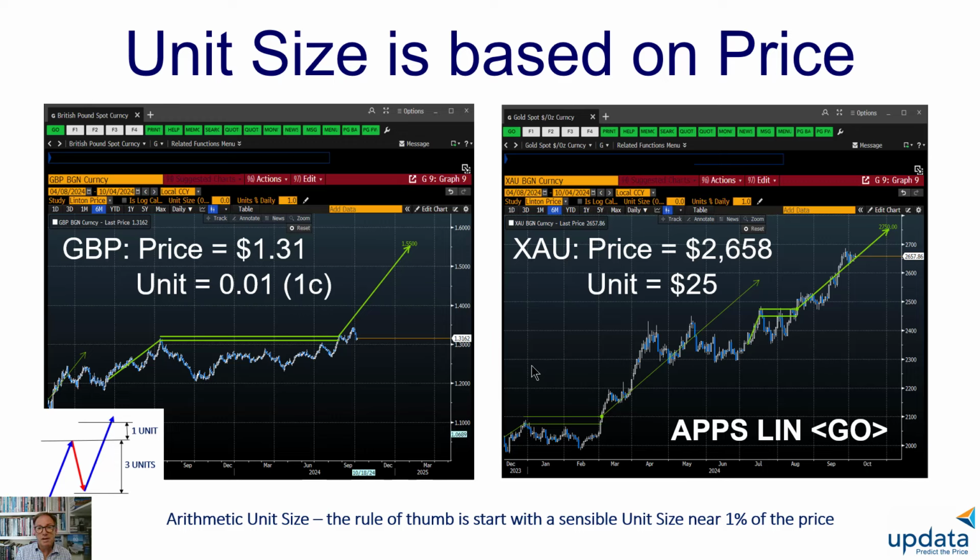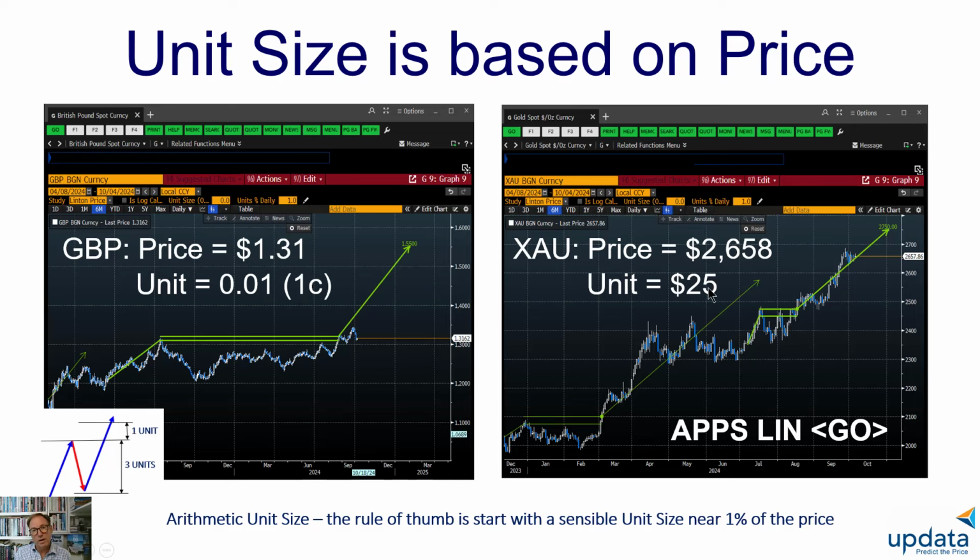So the unit size is based on price. That's where you want to start. And the rule of thumb with point and figure is that you would use a value that's roughly equivalent to 1% of the price. So here I've got a chart of sterling cable. 131 is the level. The unit size that you would want to use there is 1 cent. So 0.01, 1 cent. And that gives you a unit size that then gives you a target. So that is all of these 1 cent moves, a reversal of at least 3 cents, and then a move at least 1 cent higher will give you this setup.